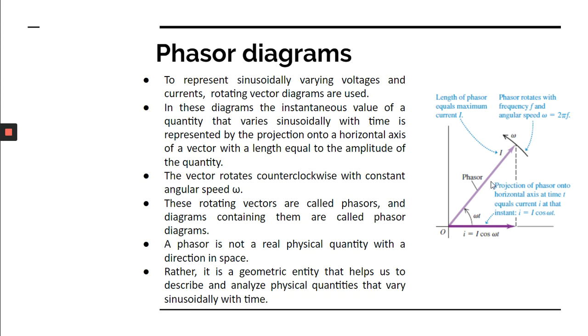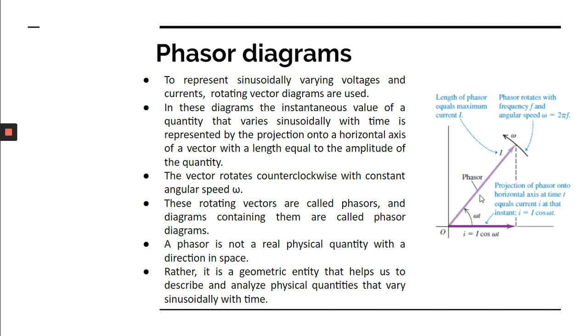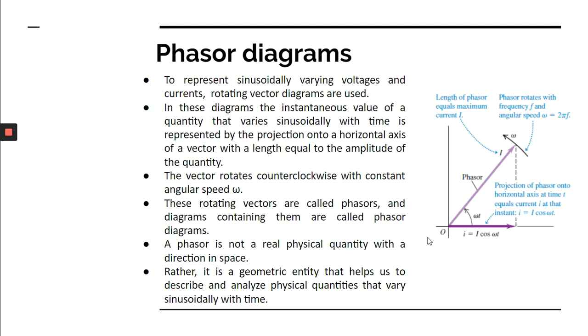So you can say that this phasor is a geometric entity. That means to explain it geometrically, we are taking the help of this phasor, but it's not a real physical quantity. Like displacement, velocity, magnetic field, electric field, these are vectors, and these are real physical quantities. But phasor is just a mathematical, or it is better to say a geometrical entity. It only helps us to describe and analyze the physical quantities that vary sinusoidally with time.